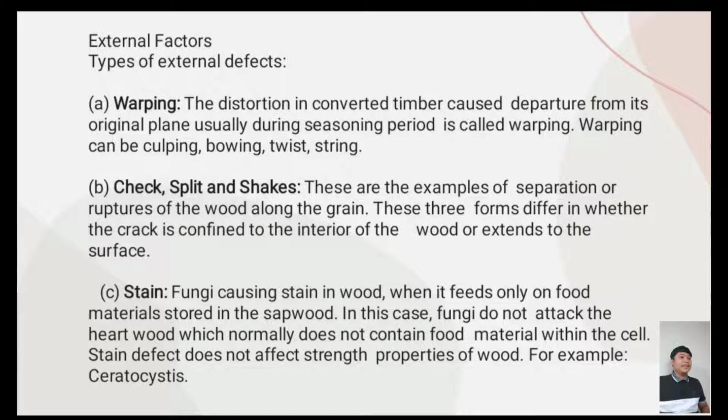Number three, stain. Fungi cause stain in wood when they feed only on food material stored in the sapwood. In this case the fungi do not attack the heartwood, which normally does not contain food material within the cells. Stain defects do not affect the strength properties of wood, for example, sap stain.